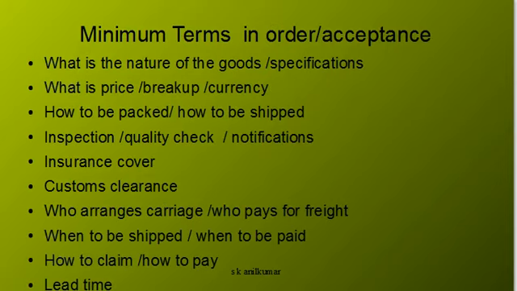What are the minimum terms or the information that should be in an order or an acceptance? What is the nature of the goods? What are the specifications? Is it steel? What grade? How much thickness? What should be the chemical content? What's the price? What's the breakup? Is freight included? Is insurance included? Is it CIP or exports? In what currency is the invoicing happening? How it should be packed?